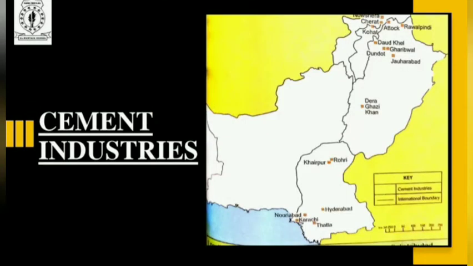Now, starting with the cement industry, as you can see in the map on the right side, let me explain that the cement industry is more situated in the upper Indus as compared to the lower Indus areas. The major reason is that in the upper Indus areas, we have a bulk amount of limestone and gypsum as compared to the lower Indus areas. So due to this reason, we consider the upper Indus more than the lower Indus when we talk about the cement industry.